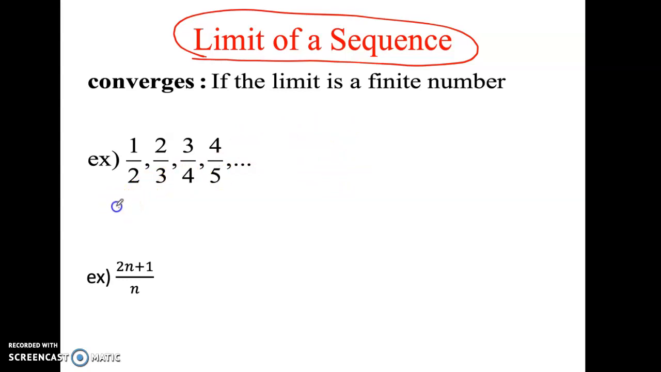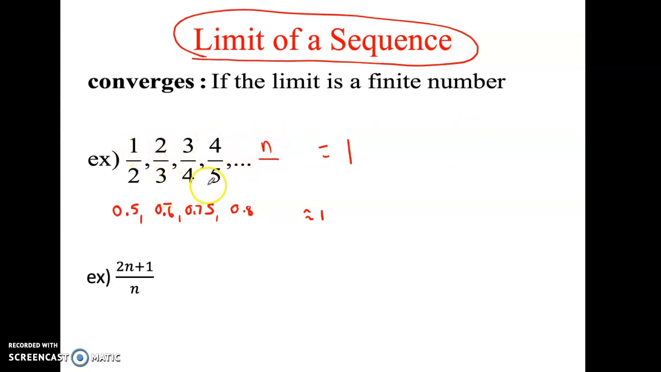So if we look at this just numerically so you understand it, this is like 0.5. This is 0.6 repeating. This is 0.75. And this is 0.8. If we keep going, we're going to find that this is going to be close to, but not equal to, 1. And that would be our limit. So this is going to converge. Converge means that the sequence goes towards a specific number, and we want to know what that number is. The number is 1.